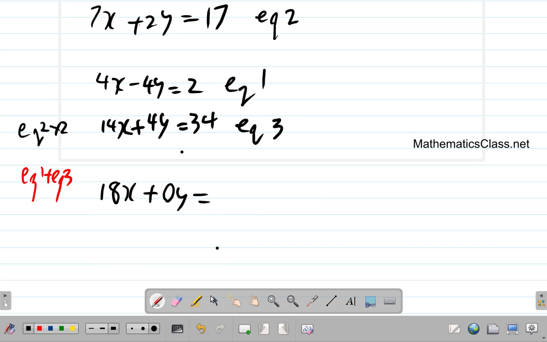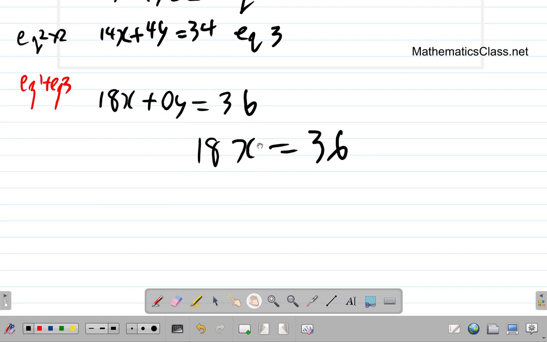And then equals 2 plus 34 gives us 36. So you see that? Alright? These dots sometimes appear on the screen. Alright, so that's what we have. We can rewrite this by saying 18x equals 36 without worrying about the 0y anymore. So we have the equation in one unknown now.